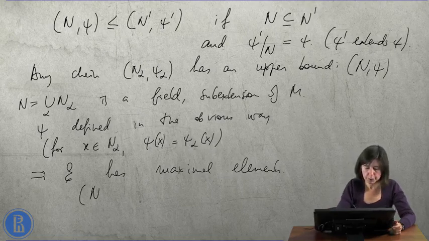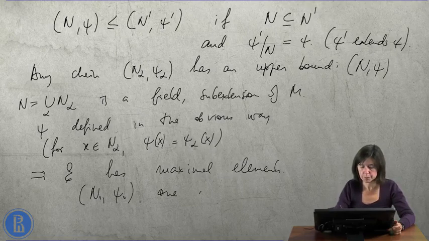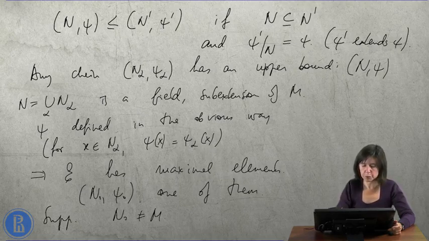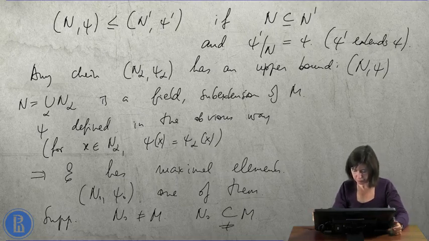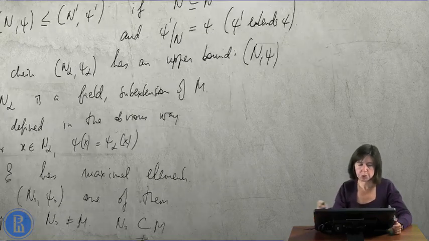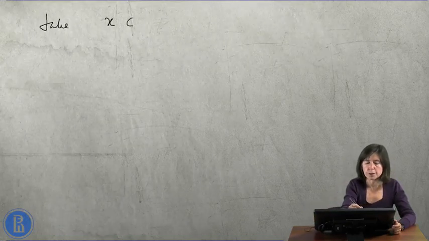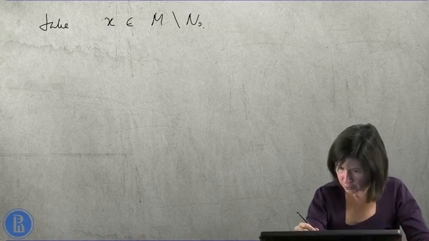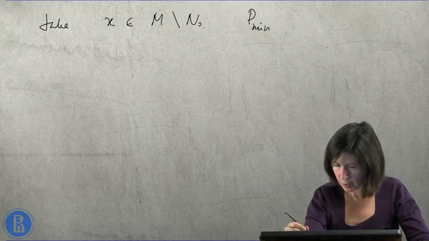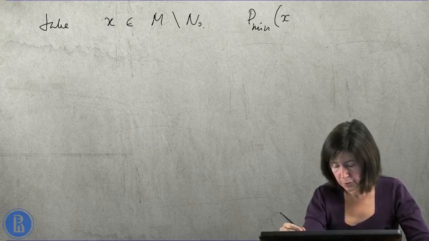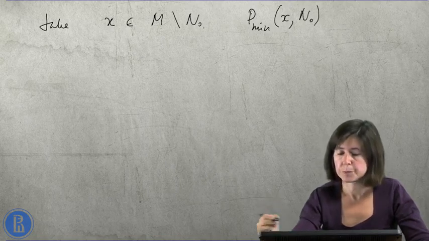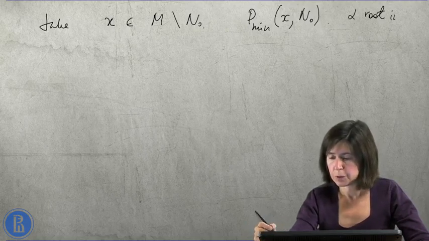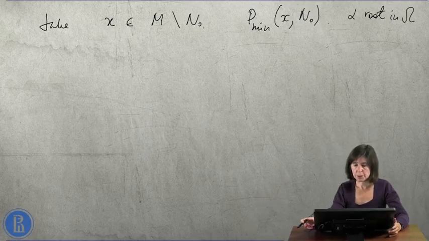So let (N0, psi 0) be one of them. And suppose that N0 is different from M. So N0 is strictly included in M. Well, now it's very easy to get a contradiction. Take x in M, but not in N0. And consider the minimal polynomial of x over N0. Let alpha be a root in omega, in the algebraic closure.